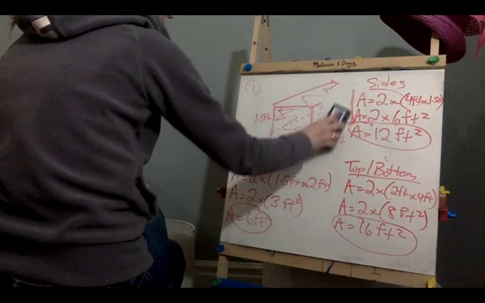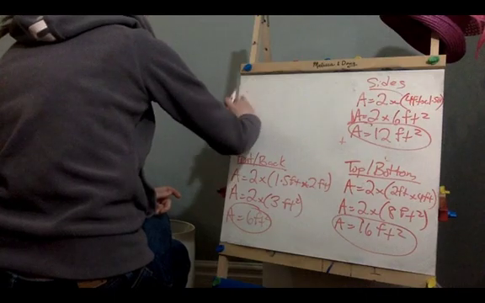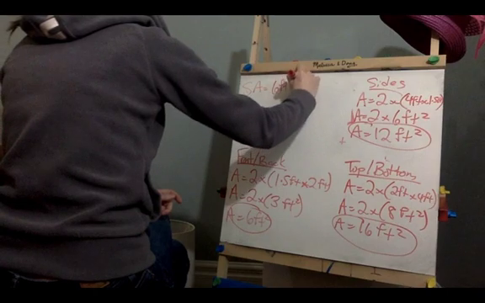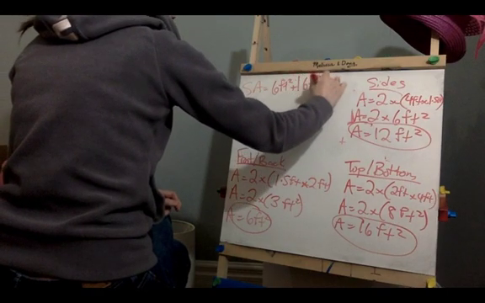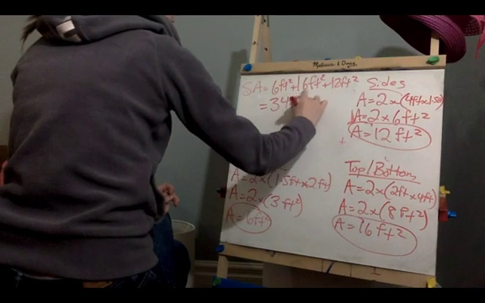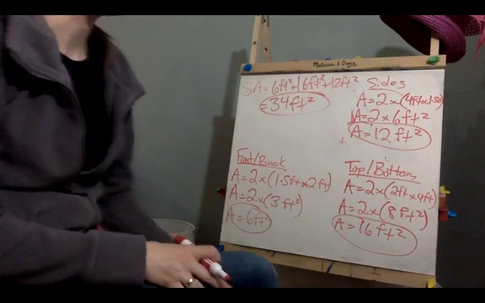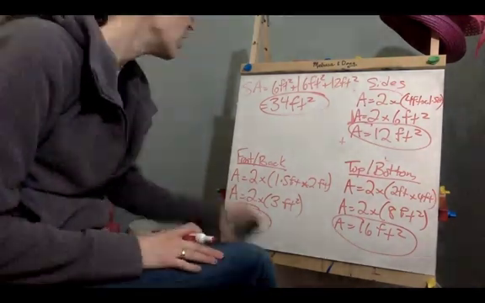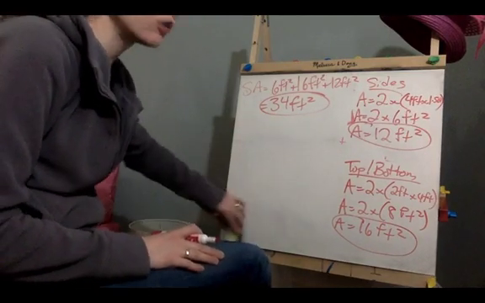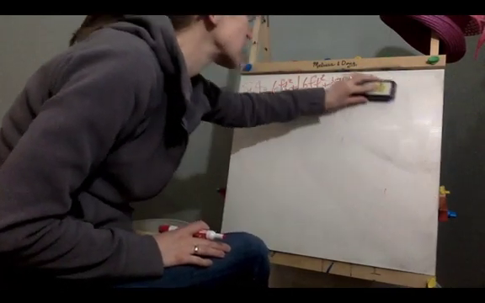Then what I would do is add them all up. So the total surface area is going to equal 6 plus 16 plus 12, and when you add that all up, you get 34 feet squared. And that's the total area that's going to be painted. So that's one way of solving that problem. The other way is through the use of a formula. Rectangular prisms do have a formula that you can use, and it looks something like this.